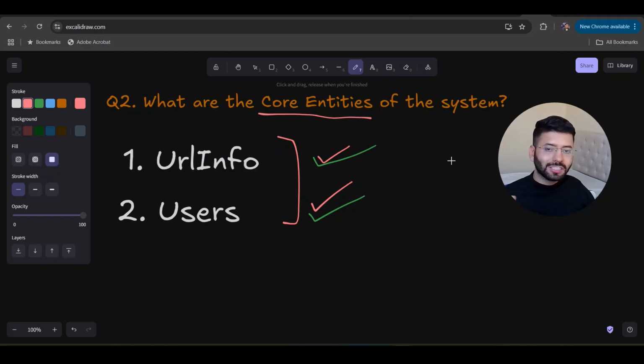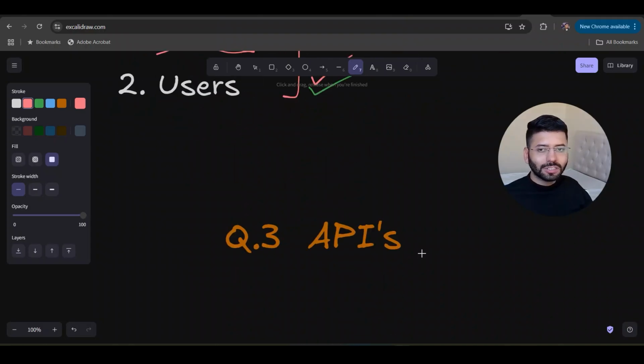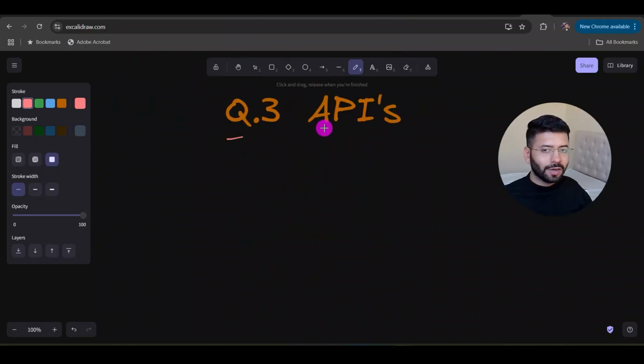Now talking about the suggestion, one minor suggestion I got was that I could keep a better name for this entity. Instead of URL info, I could keep it URL mapping, because it would contain the mapping of the long URL to short URL. So URL mapping would be a better name for this entity. That was a minor suggestion that I received on this answer. So after this second question, let's move to the third question, which was related to APIs. So what all APIs would be required for this system? Now let me tell you what was my answer to this question.